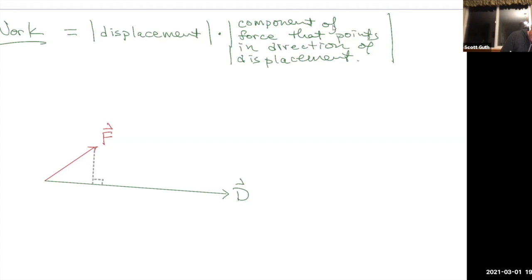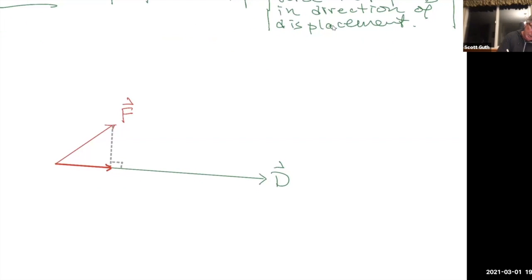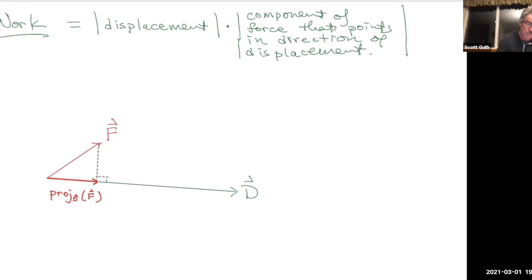And then a projection of F down onto D would go in like this. Okay, so that red vector there would be the projection onto D of F. And we just want to multiply the magnitudes of these.